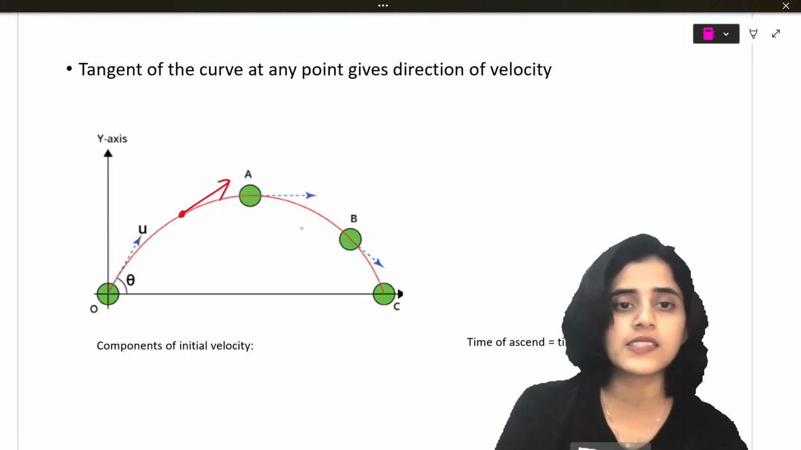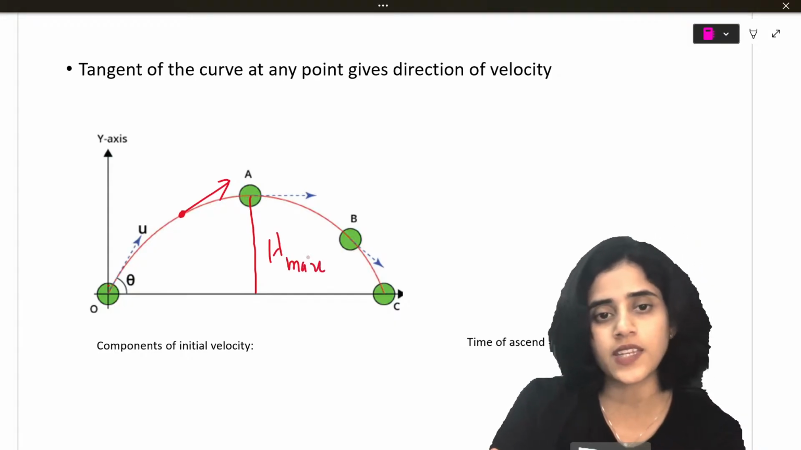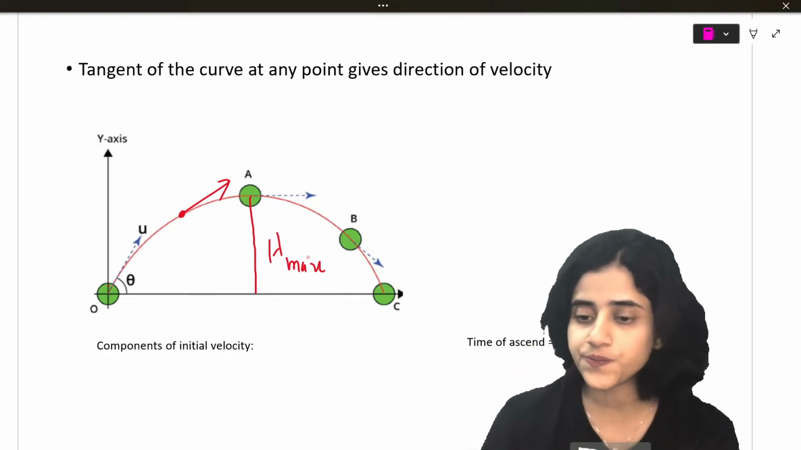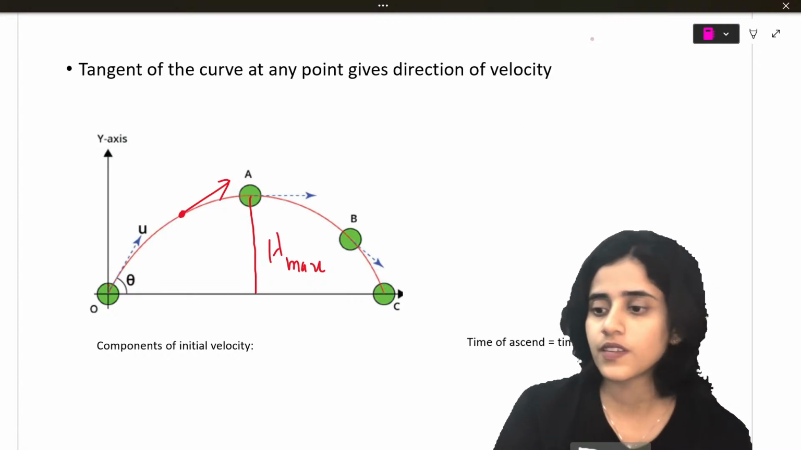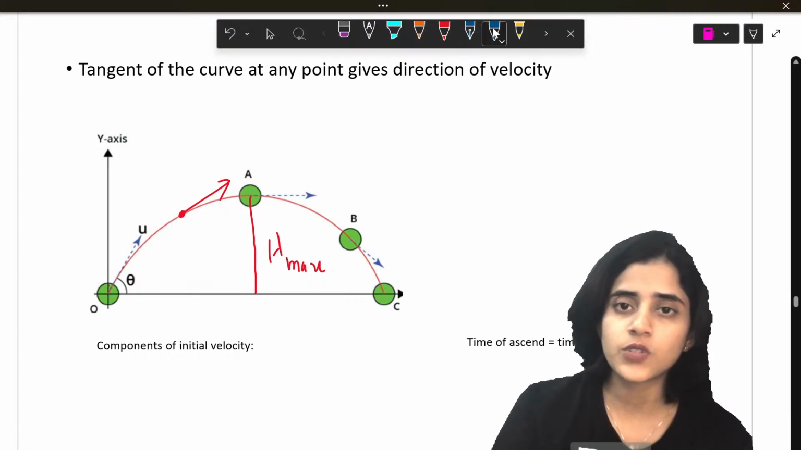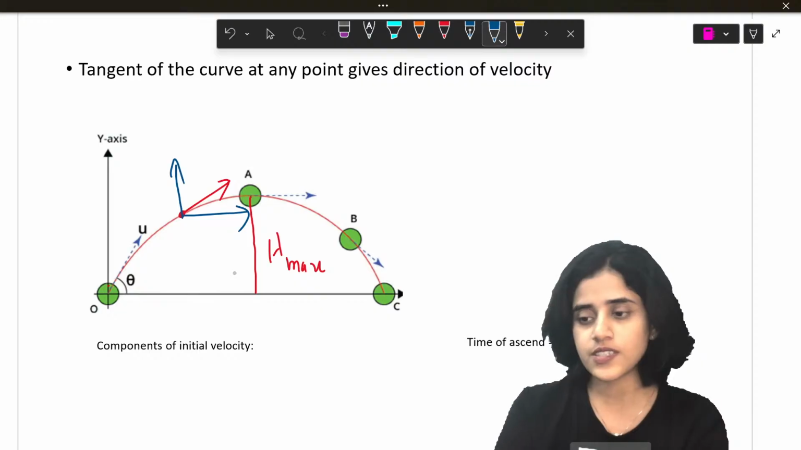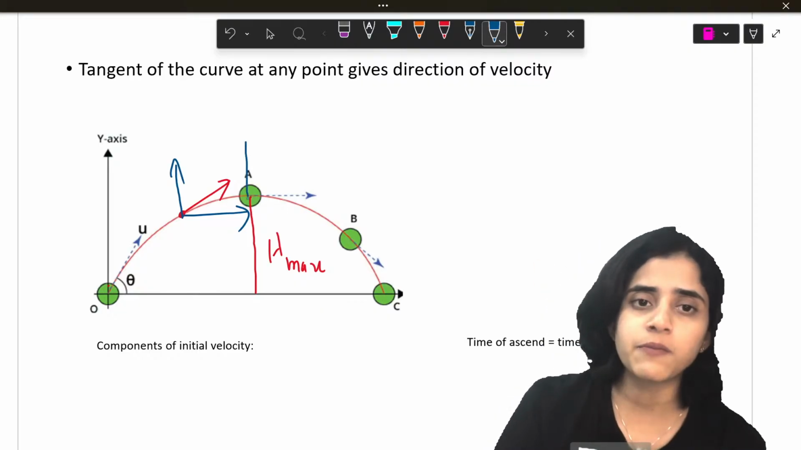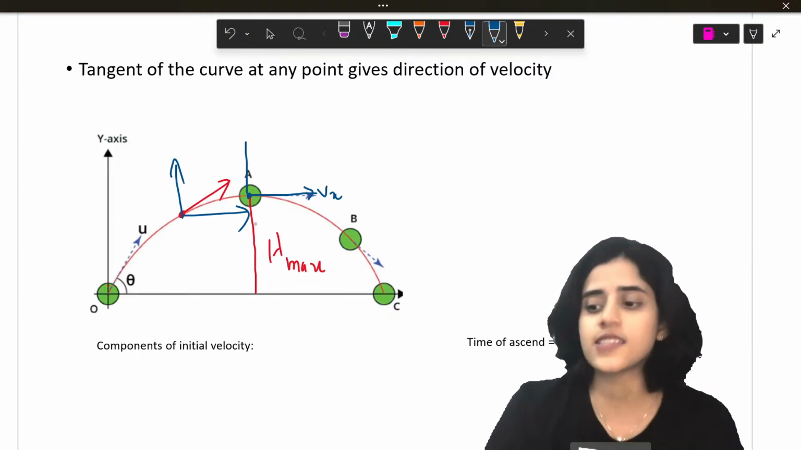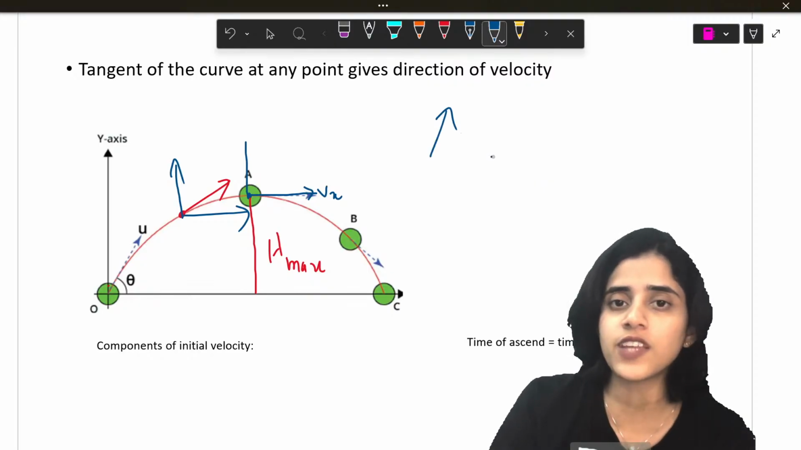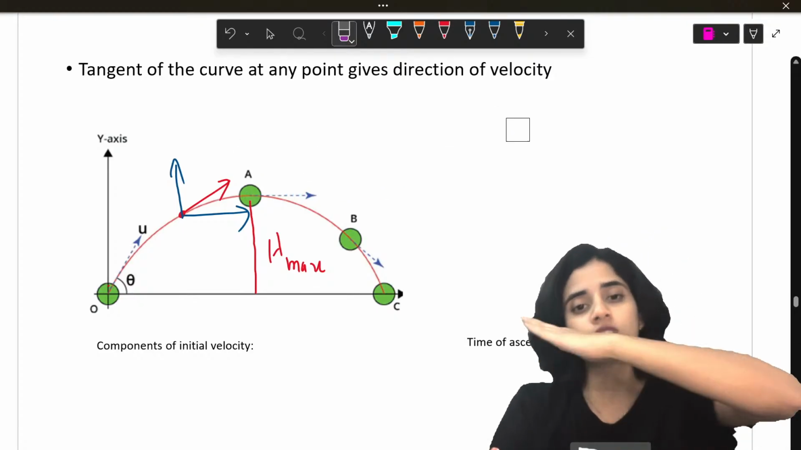Now, what else? This is the maximum height, which I will put as h max. That is the maximum height of my parabola. Here you can see velocity has a y-axis component and an x-axis component. Velocity is at an angle. But at point A, velocity is along the x-axis only. There is no y-axis component. At every other point, velocity is in a random direction, but at point A, velocity is along the x-axis.